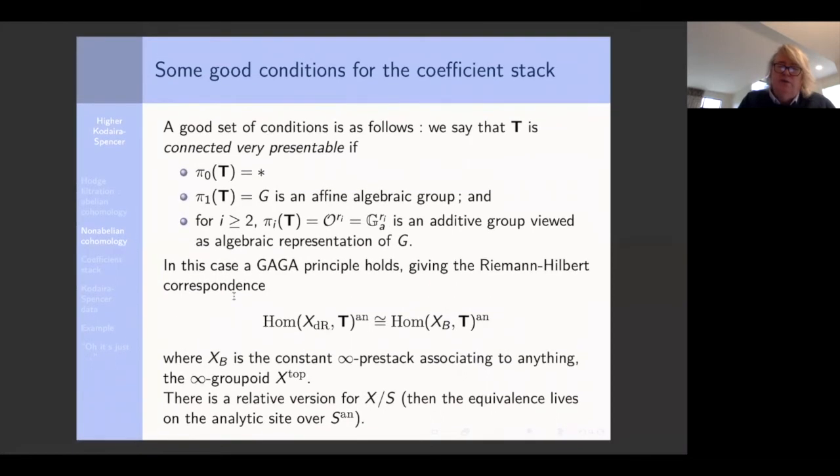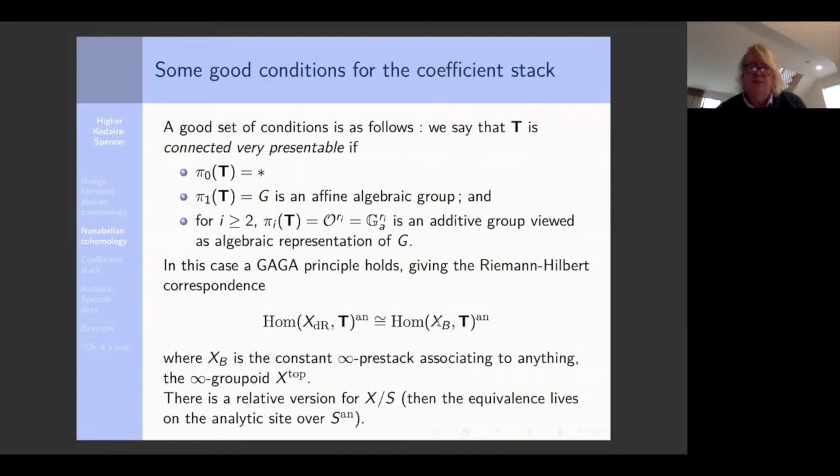In this case, one of our criteria was that we should have a Riemann-Hilbert correspondence, and there's a GAGA principle with the Hodge, and we get a Riemann-Hilbert correspondence. So in our case where X was a smooth projective variety, then we have this principle that Hom from X de Rham into T, for a stack T of this form, the analytic stack associated to that is equivalent to the analytic stack associated to Hom from X Betti into T, where X Betti is the constant infinity pre-stack, which associates to any scheme the infinity groupoid which is just the topological space of X.